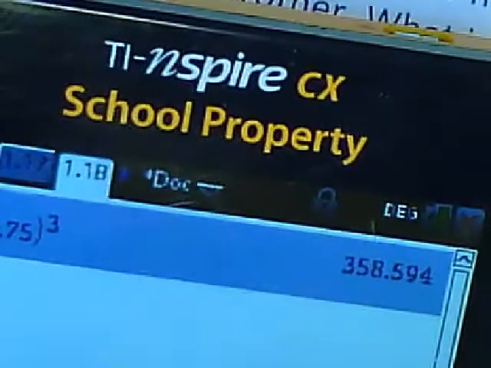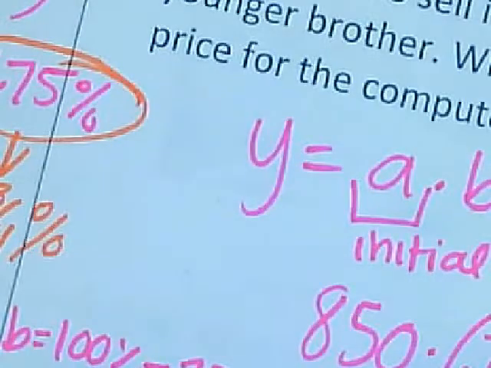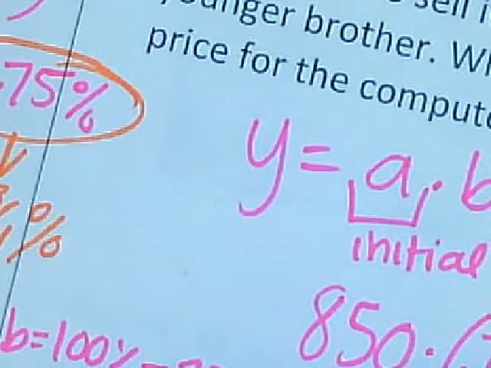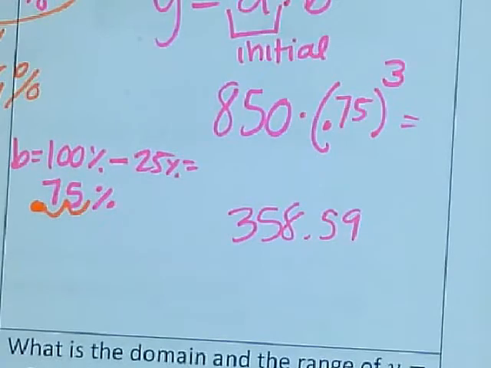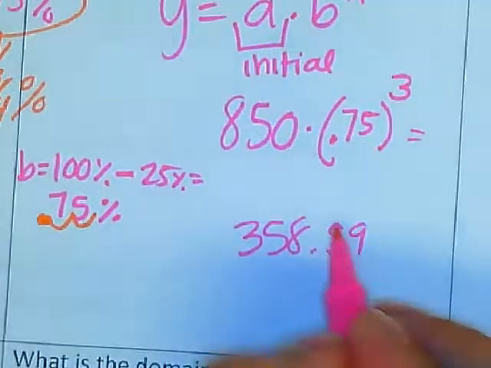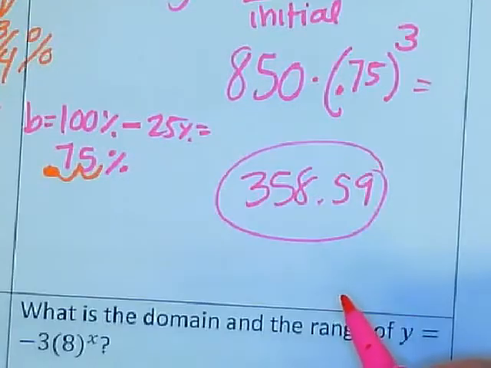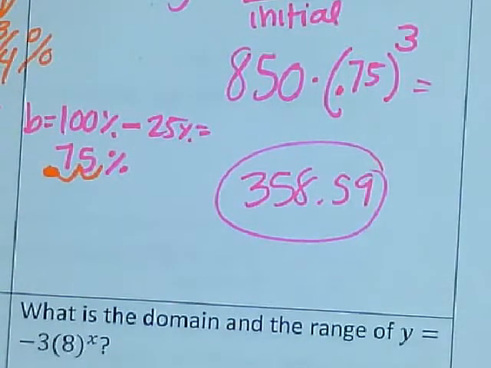And then this would be the value that you get, $358 and 59 cents if you round. So a fair price for the computer when she wants to sell it to her brother would be somewhere around here. So maybe $350 if you want a nice round number. That could be your answer.